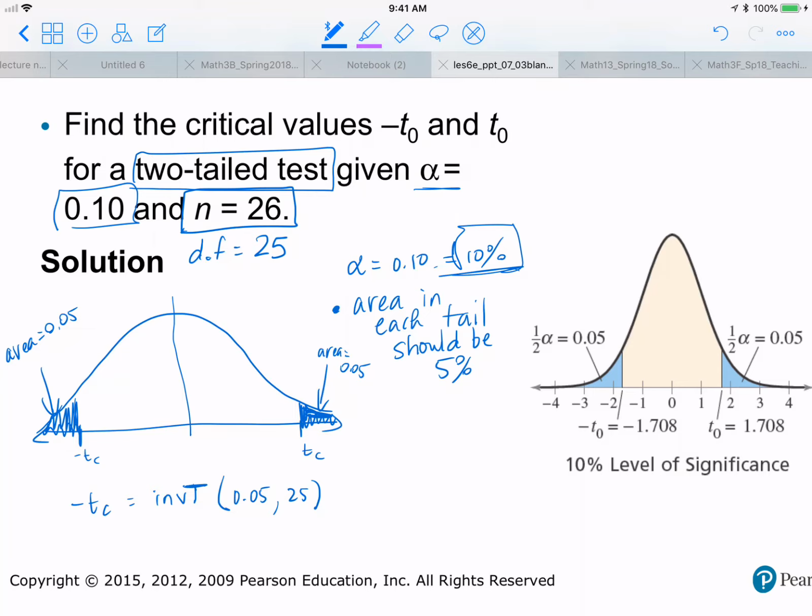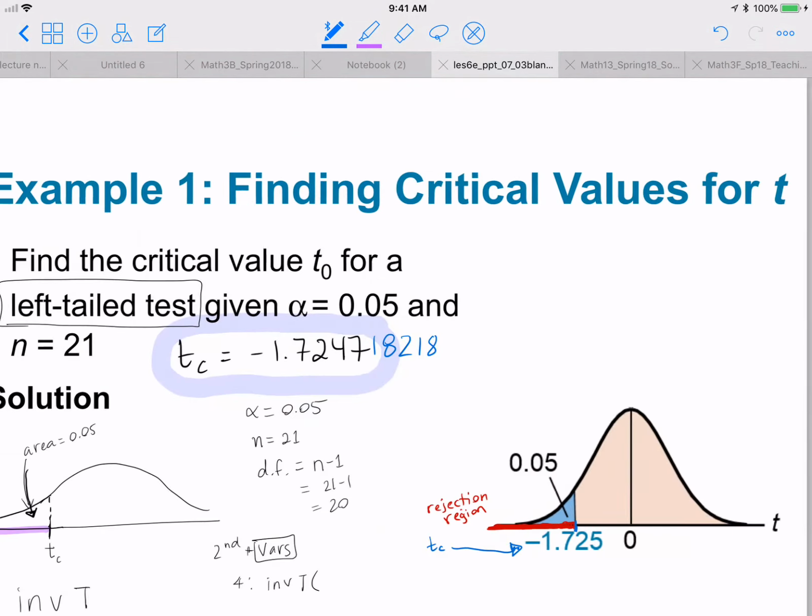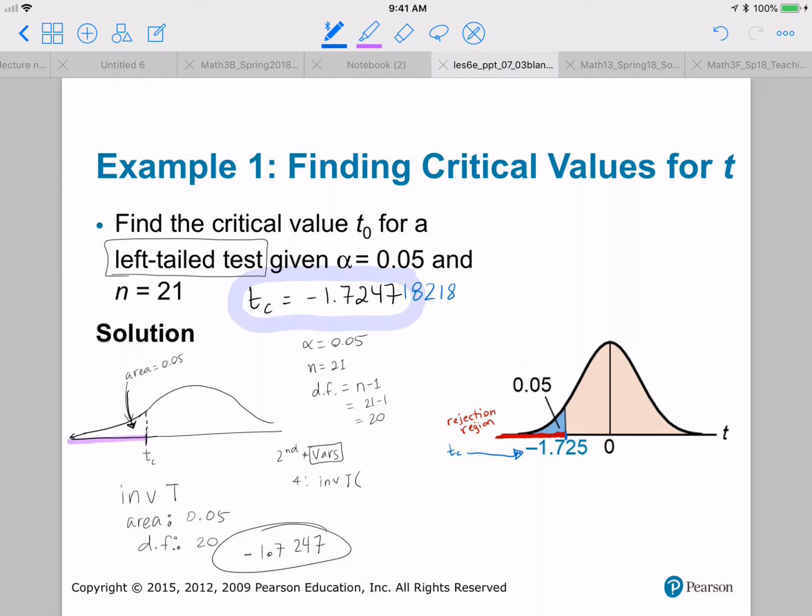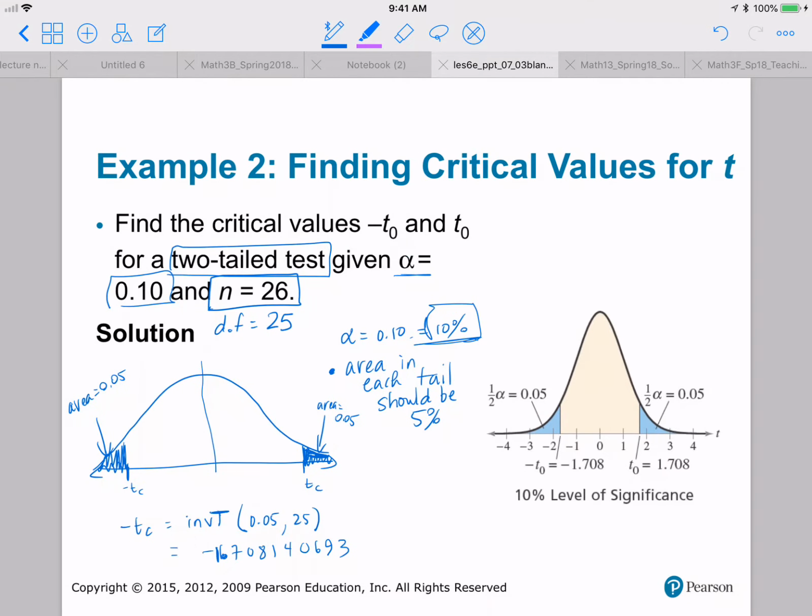Okay, so now what do we have here? Let's see here. Inverse t. So 0.05 and then 25, and I get negative 1.7081400693. Hey, isn't that exactly what we had before? It almost is. The reason why it's not exactly the same is because my degrees of freedom are different, right? So in this first example, I've got 20 degrees of freedom, whereas in the second example, I've got 25 degrees of freedom, okay?